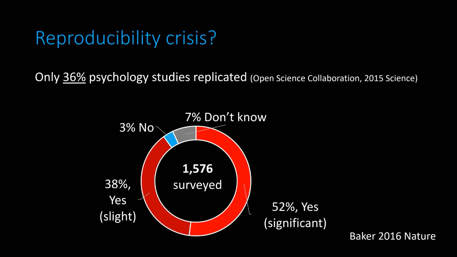And the following year, there was a survey in Nature where just over 1,500 scientists were surveyed to ask if they thought there was a reproducibility crisis. And you can see the colours in red here that 90% of scientists surveyed said yes, there was a reproducibility crisis. So why is this important and why should we care about it?